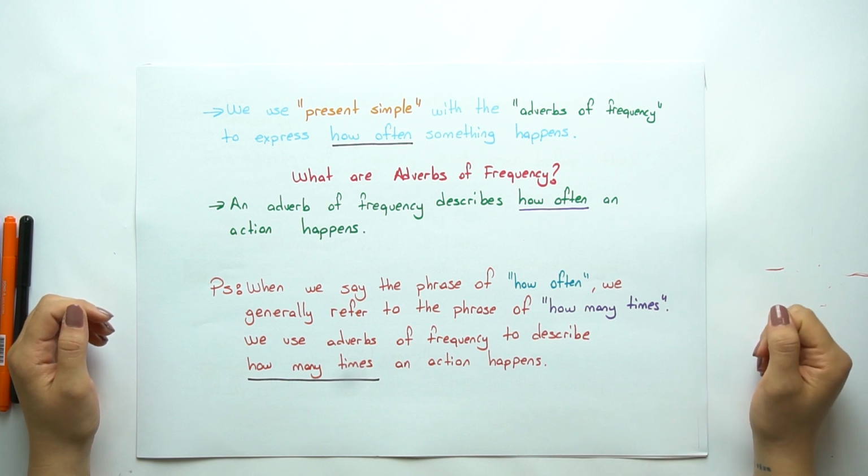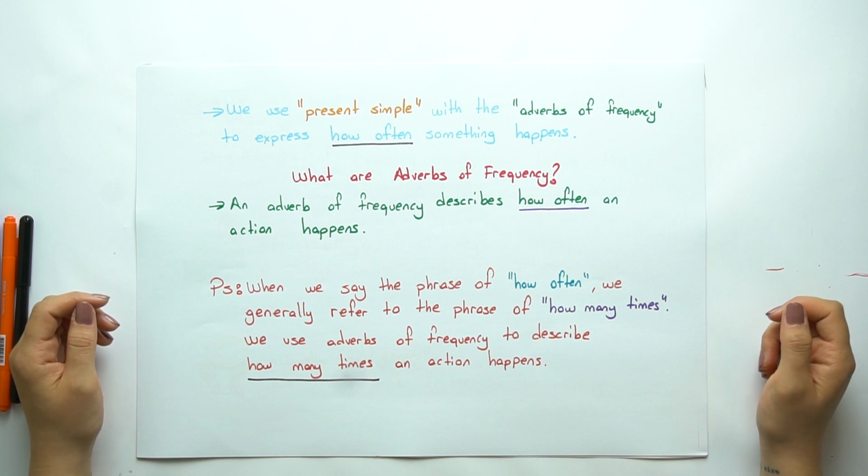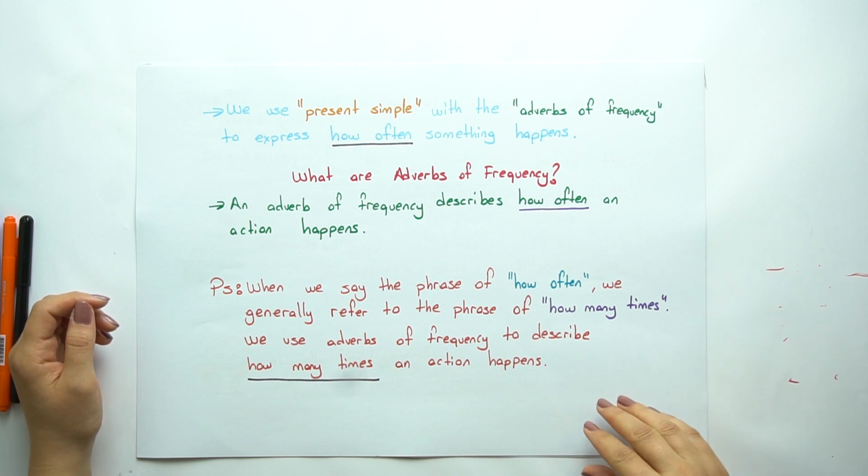We use present simple with the adverbs of frequency to express how often something happens. What are adverbs of frequency? An adverb of frequency describes how often an action happens. When we say the phrase how often, we generally refer to the phrase how many times. We use adverbs of frequency to describe how many times an action happens.